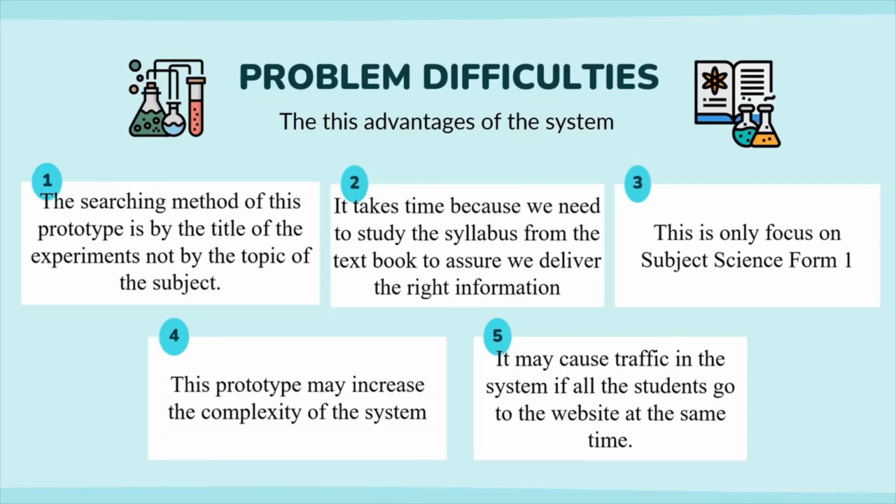Number 3, this is only focused on subject Science Form 1. Number 4, this prototype may increase the complexity of the system. The more information that we put in this prototype, the more complex the system will be. Number 5, it may cause traffic if all the students access the system at the same time.